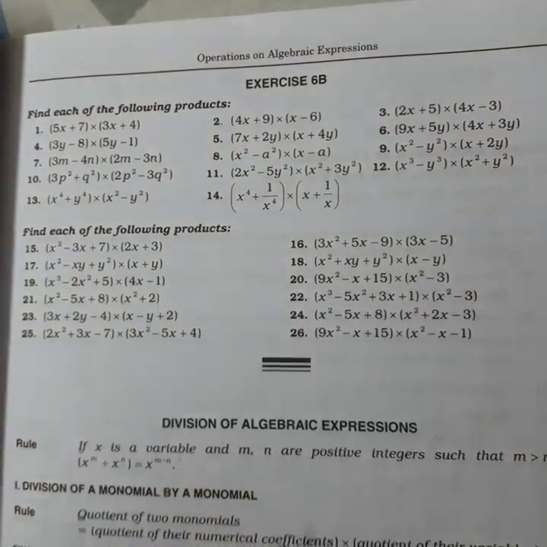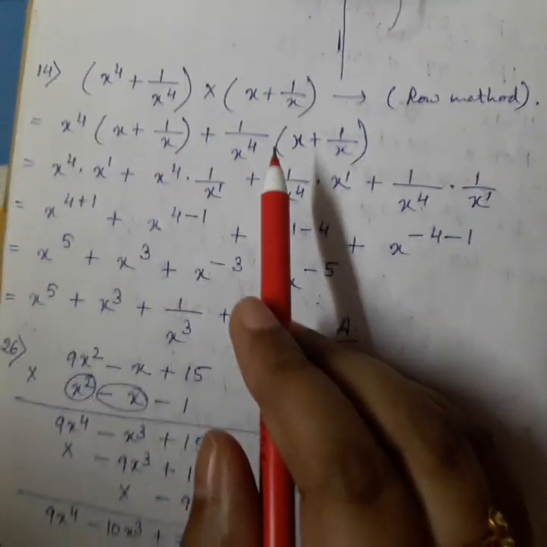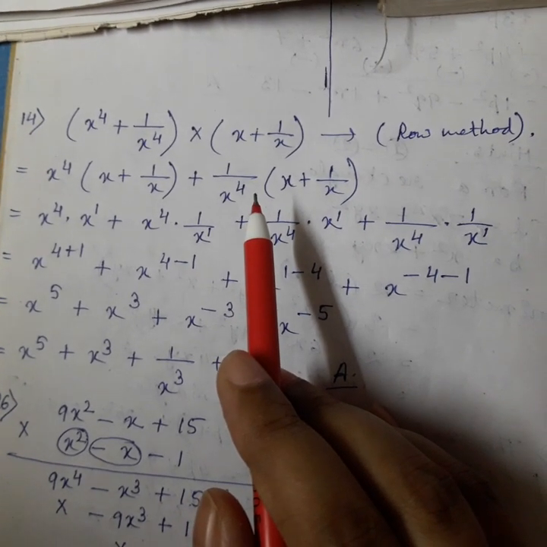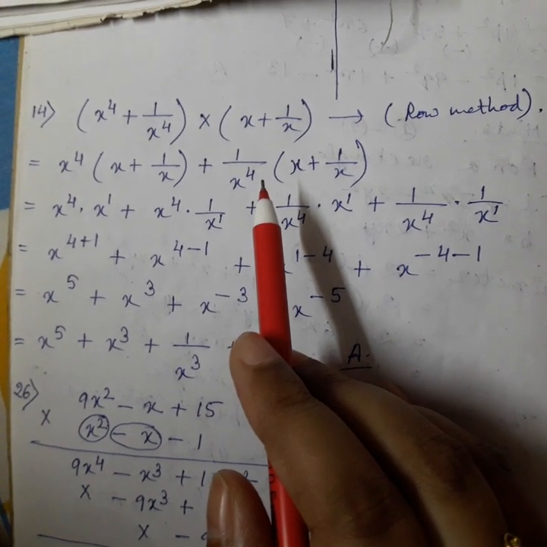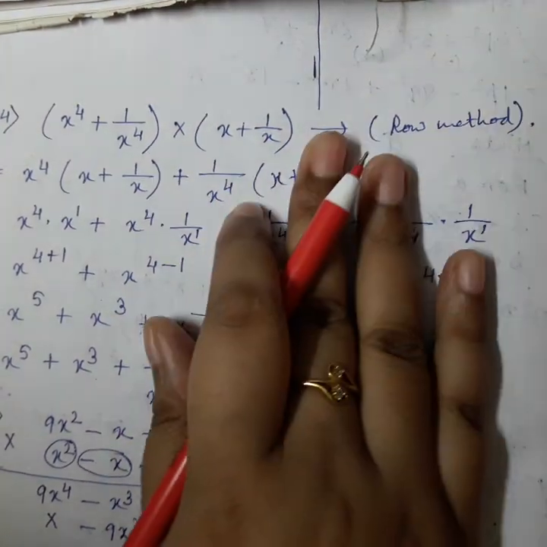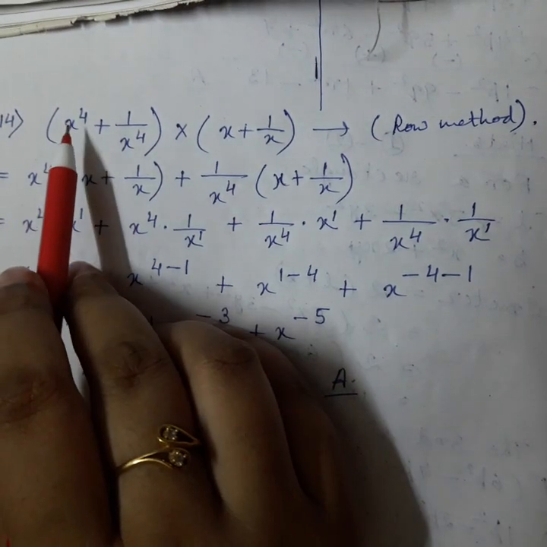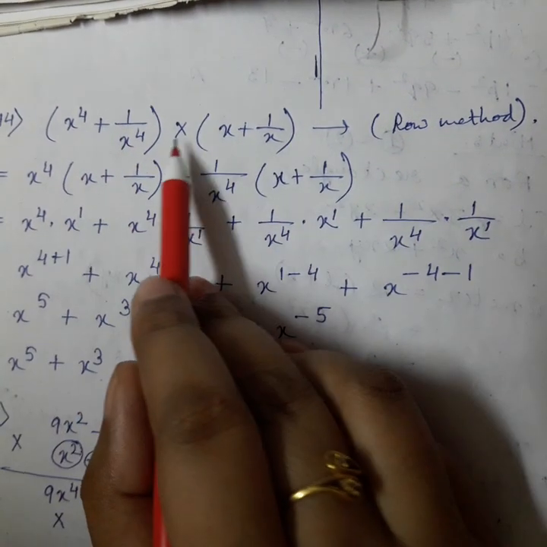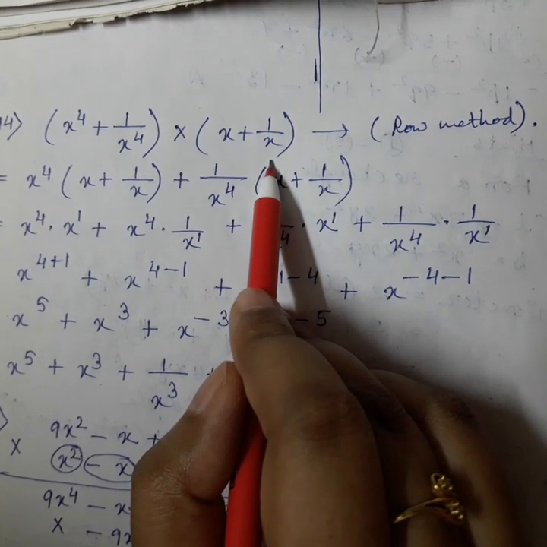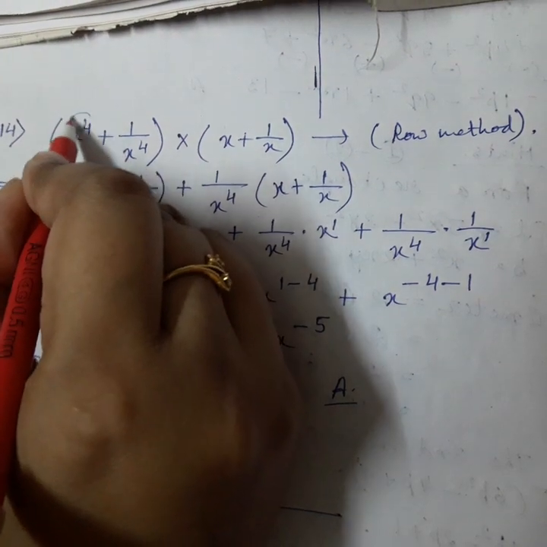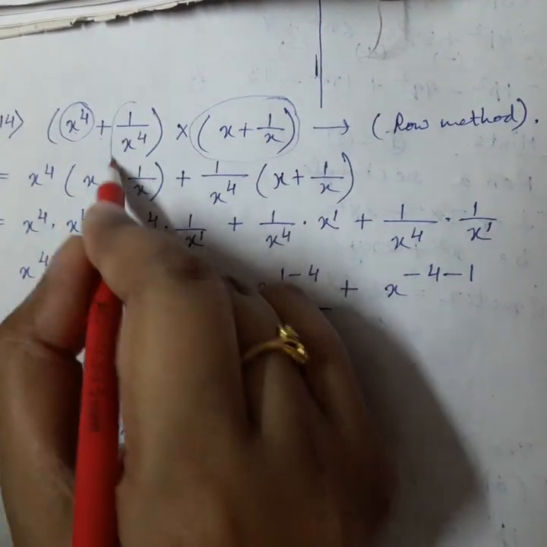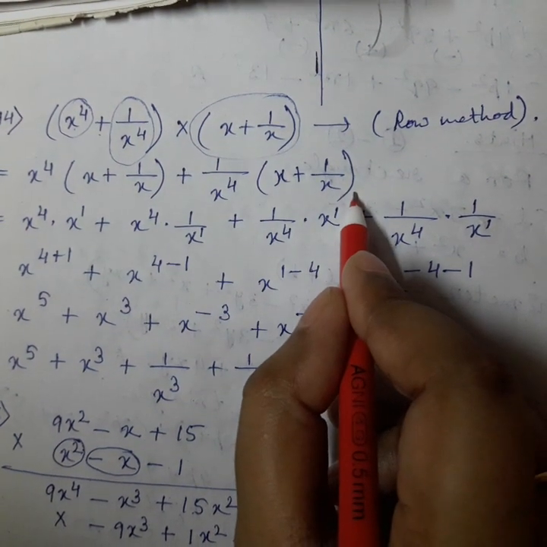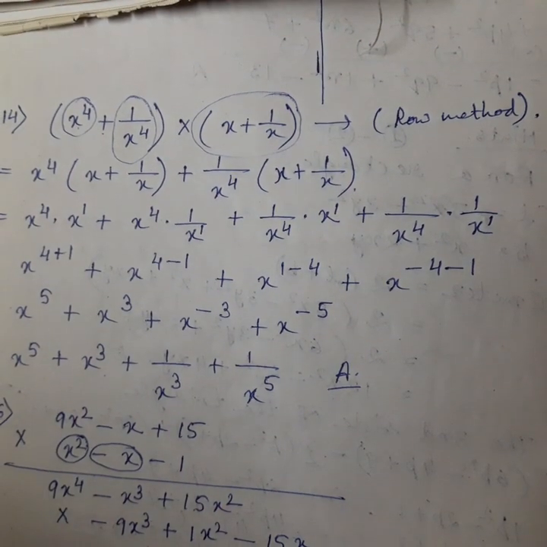So question number 14 I have done in row method, because for this sum the row method will be the easy method, but you can apply the column method also. In example sums there are many sums in column methods and row methods. So I am explaining the sum x to the power 4 plus 1 by x to the power 4, into x plus 1 by x. So how do you have to split? X to the power 4 into this plus 1 by x to the power 4 into this. That distributive law we have to apply. On that way we have to solve.